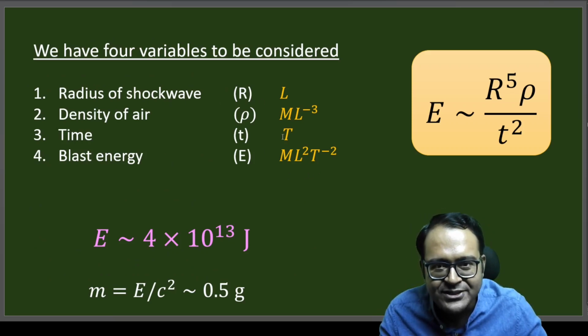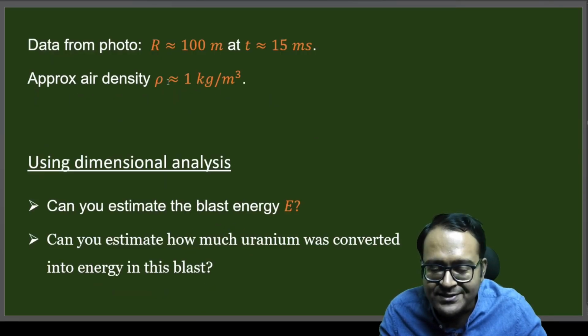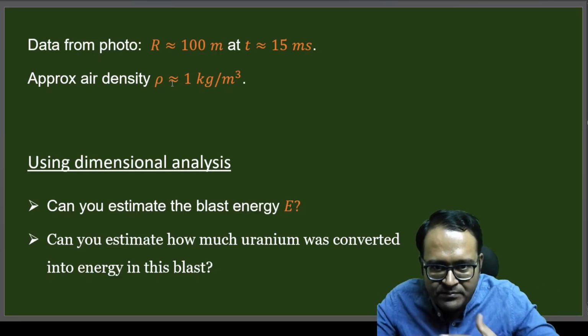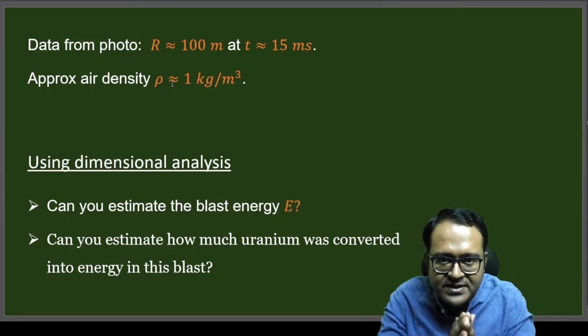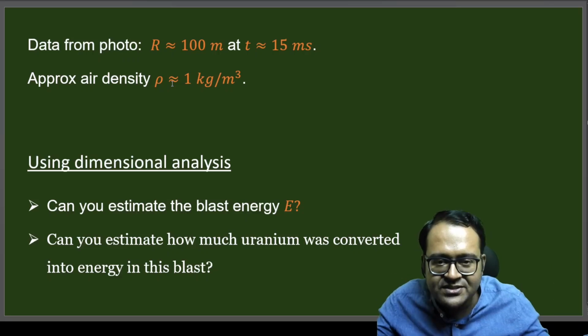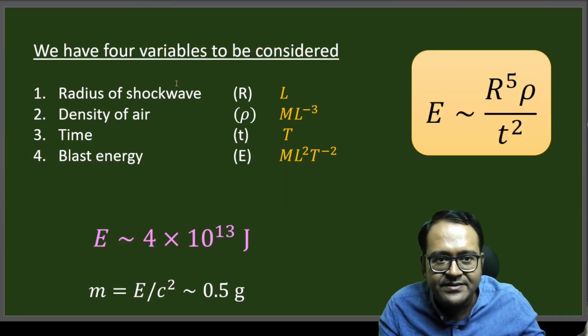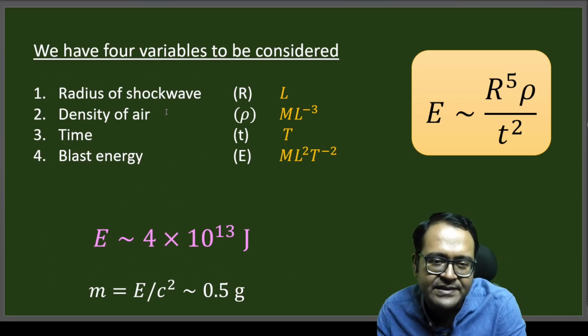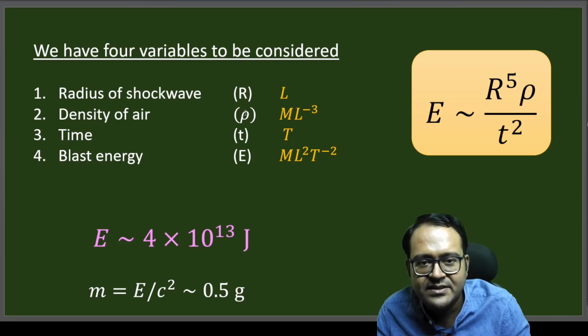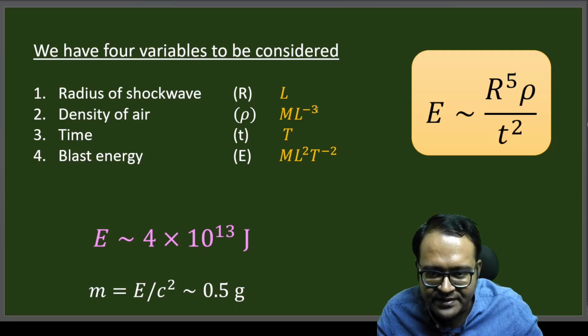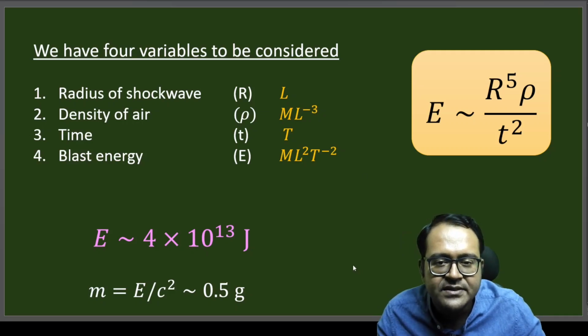We have the radius of the shock wave, that radius. This is one quantity. Density of air: shock, boom. Some blast, that means some energy released, created a blast in the air. So density of air is a very important quantity here. It is rho. The dimension of this radius is L. The density of air is rho. The dimension of density is m by L cube, m L to the power minus 3.